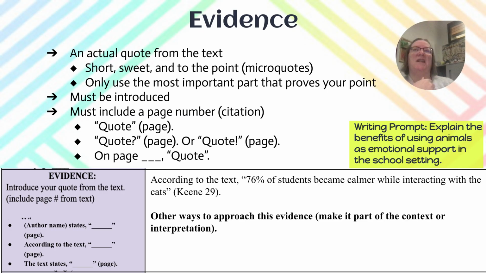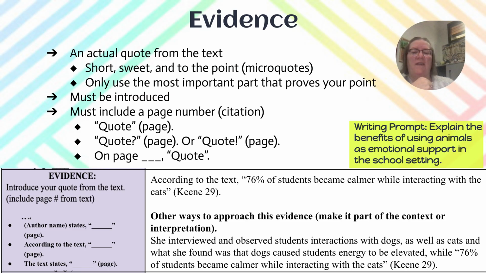If you want to take your writing beyond grade level, then you should be doing what's called embedding your evidence into your context or your interpretation. And that might look like this. She interviewed and observed students' interactions with dogs as well as cats, and what she found was that dogs caused students' energy to be elevated, while 76% of students became calmer while interacting with cats.